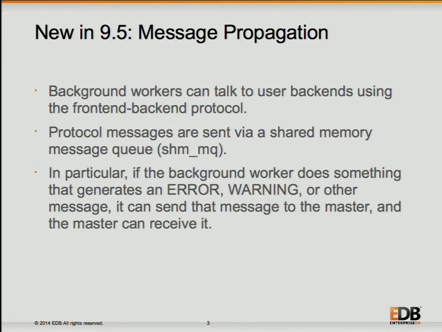So just a bit more detail about what we got done in 9.5. First of all, there was this message propagation stuff. We are actually using a slightly modified version of the front-end, back-end protocol for the parallel workers to send their error and warning messages back to the master process. So they assemble their log or warning or error messages in exactly the same way that they normally would. They write them into one of these shared memory message queues, and then the master receives that message and without having to write a lot of code or do anything particularly exciting in the master, that same message just pops right back out of the master.